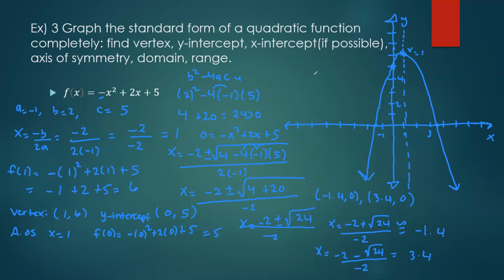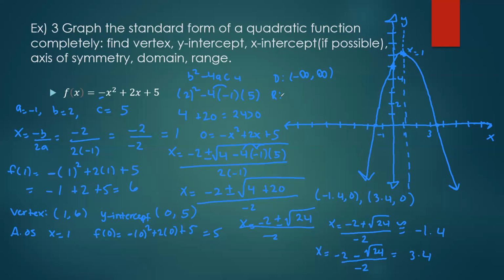Now let's find the domain and range. The domain is still all real numbers. It doesn't matter if it's concave up or concave down, it's all real numbers. The range is not all real numbers, so be careful, it's concave down. So we go from smallest y values to largest y values. What is my smallest y value?